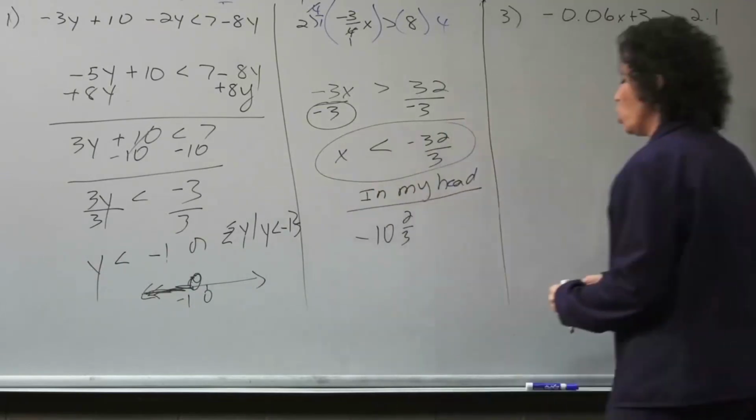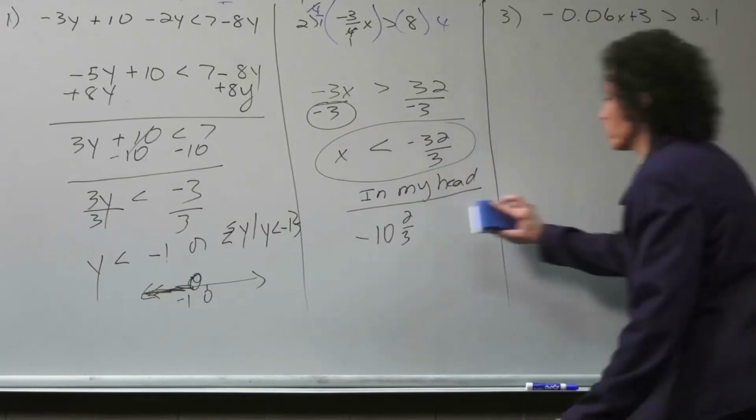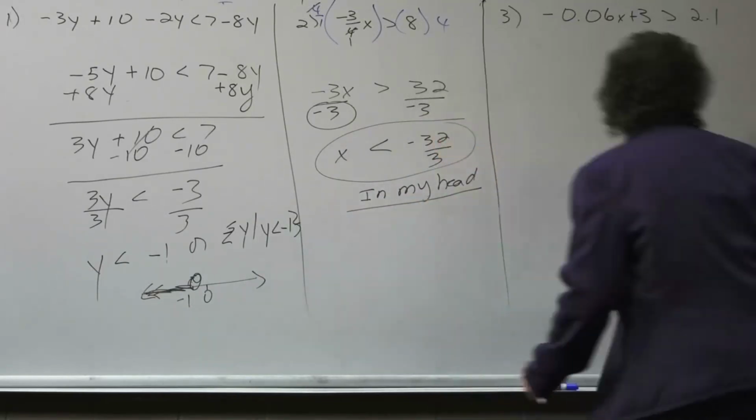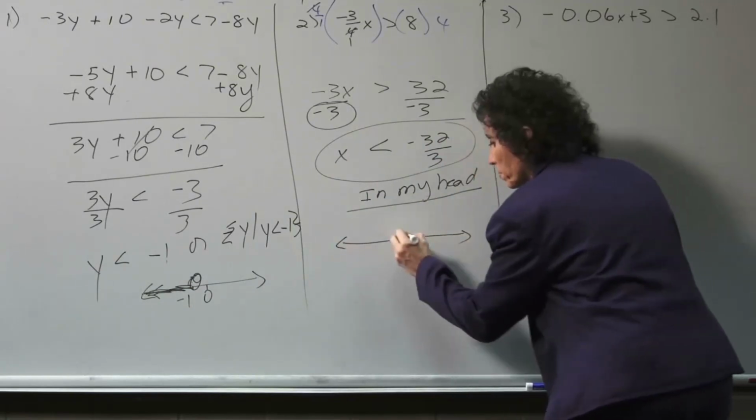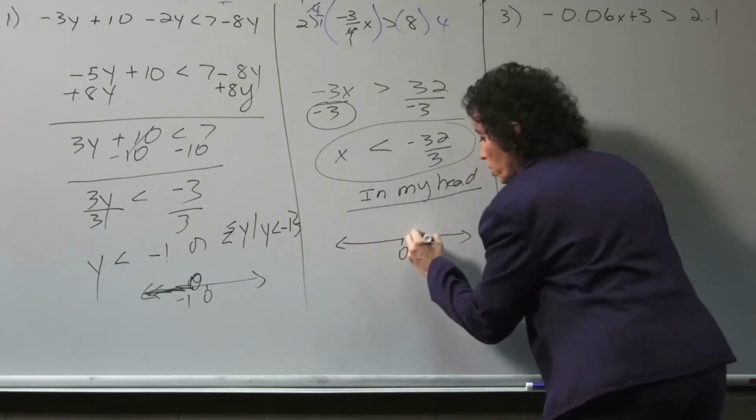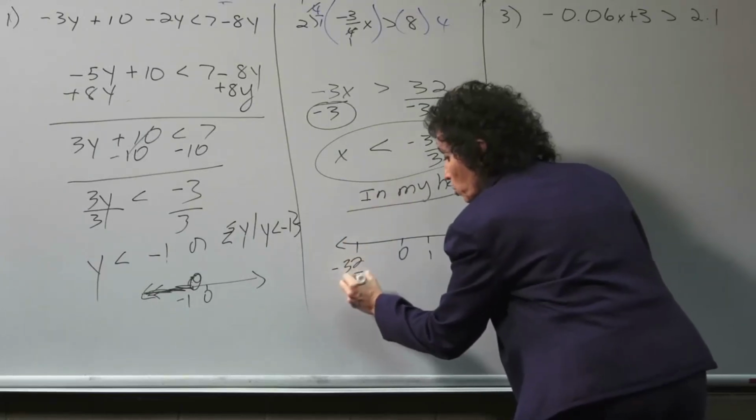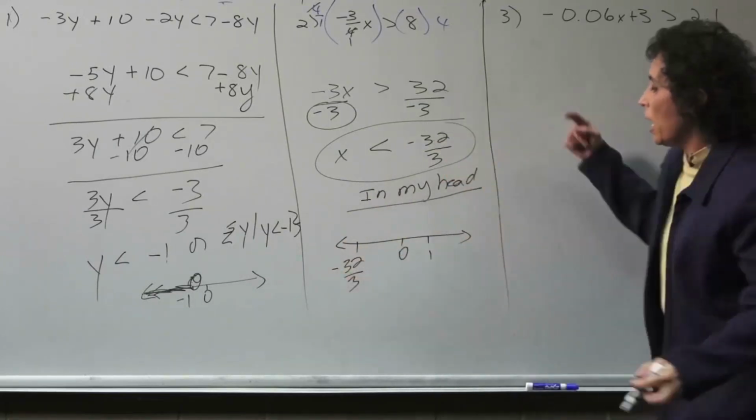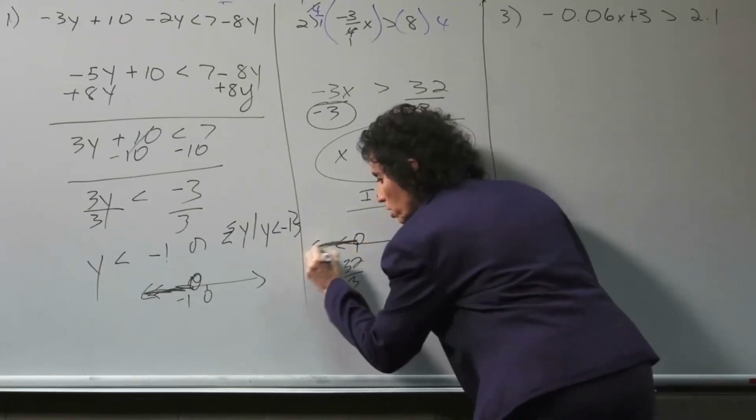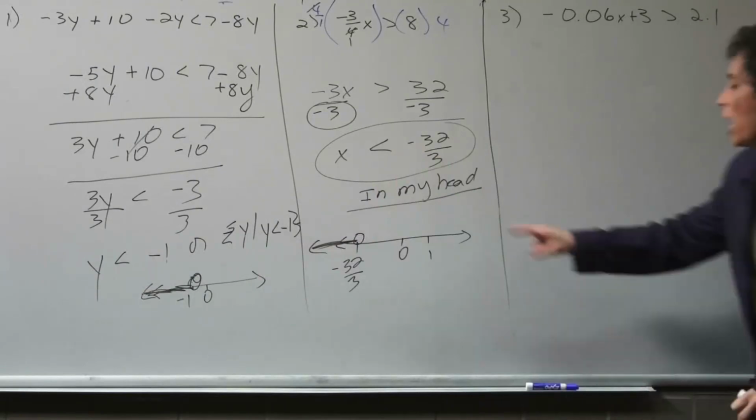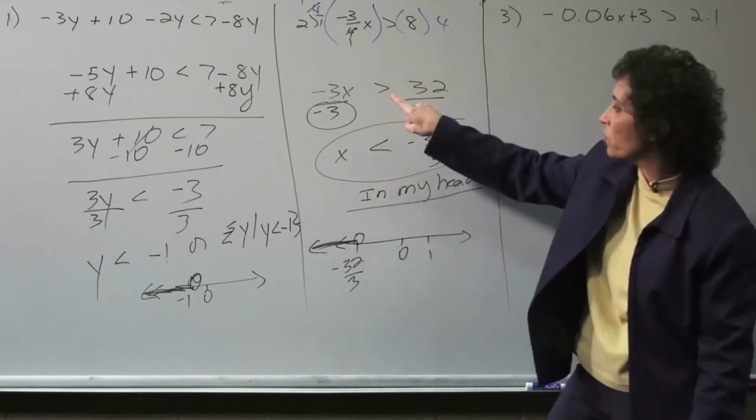If I want to graph that, here is the graph. Here's 0. Here's like a 1. Here's that. Negative 32 thirds. Don't go crazy. You don't have to make thirds out of it. I want less than. I'm not including it, so it's less than. Now, if I pick negative 11, which is less than that, and I check it, I don't check that because it doesn't say equal to.